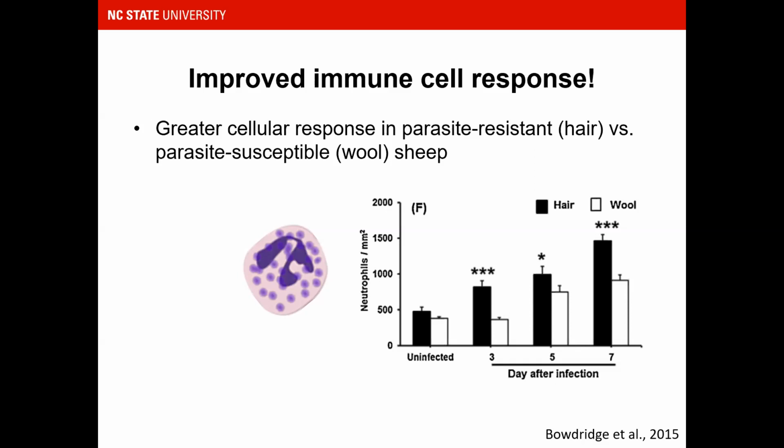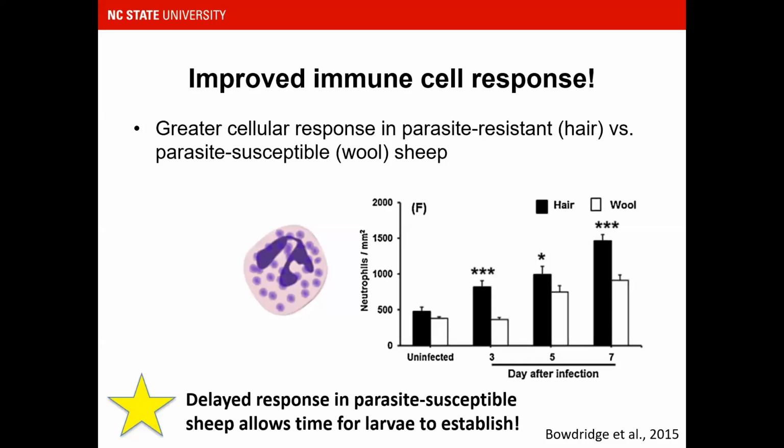So this shows our immune cell response. And you can see in our hair sheep, by day 3 post-infection, they have the same cell concentration as what our wool sheep have at day 7 post-infection. So it's taking our wool sheep 4 additional days to reach the same level of cell concentration at that site of infection than our hair sheep. So those hair sheep are able to respond earlier and at a higher magnitude than our wool sheep are able to. And that delayed response in our parasite susceptible sheep allows time for larval establishment. They aren't able to recognize it as fast, they aren't able to respond as fast, and as a result, those larvae have time to get established, get comfortable in the gut.